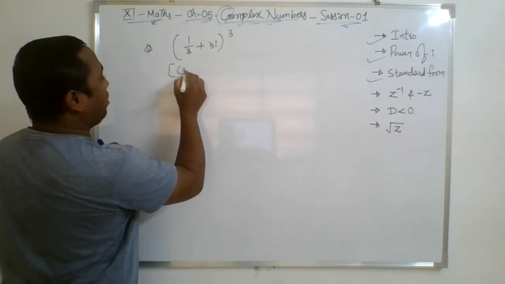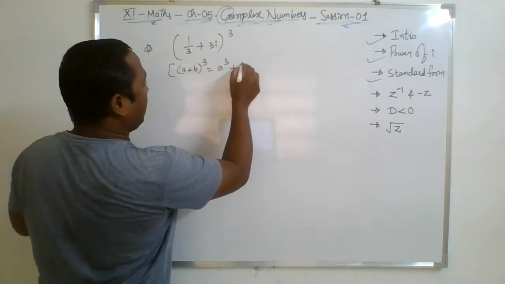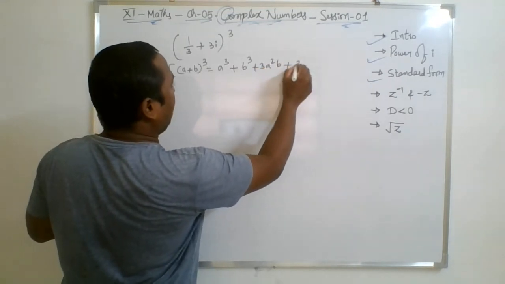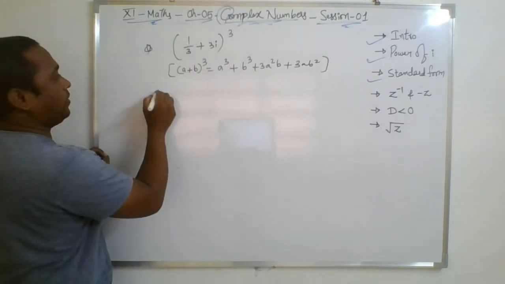What is the identity of (a + b) whole cube? You might be knowing this. a cube + b cube + 3a square b + 3ab square. Use this identity and expand this.